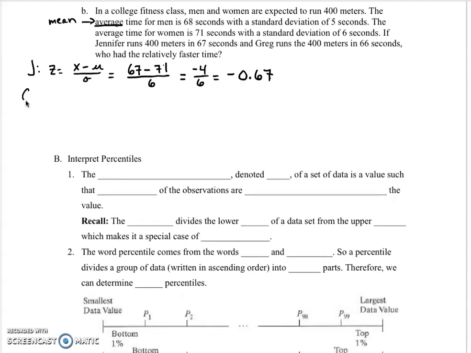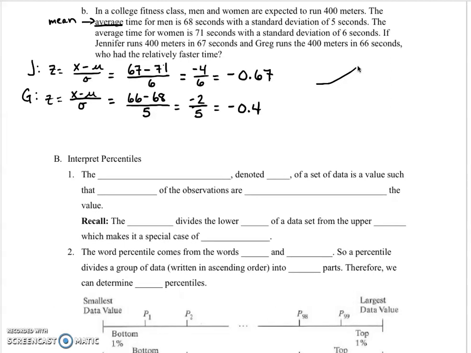Now let's do Greg's. So for Greg, it's the same thing. His time minus the mean divided by the standard deviation. So Greg ran it in 66 seconds. The average for men is 68. And the standard deviation is 5 seconds. So that gives us a negative 2 over 5, or negative 0.4.